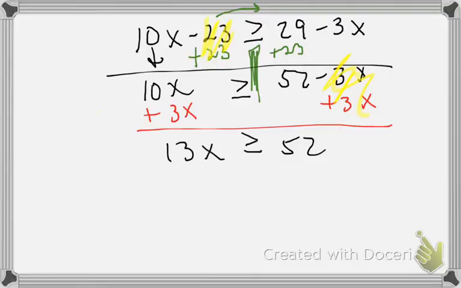Alright, you see x is being multiplied by 13, so we're going to divide both sides by 13. And x is going to be greater than or equal to 4.